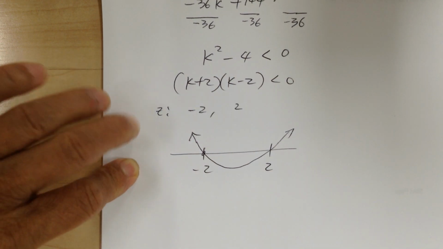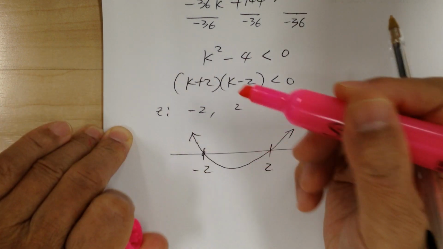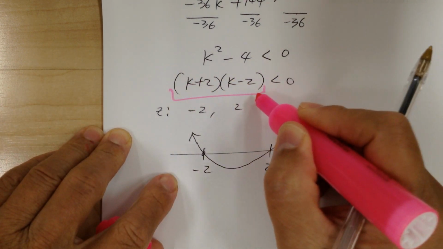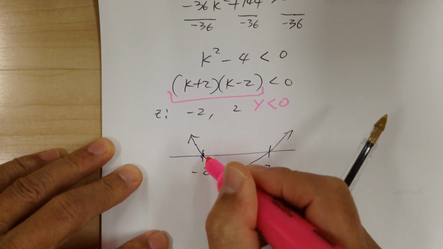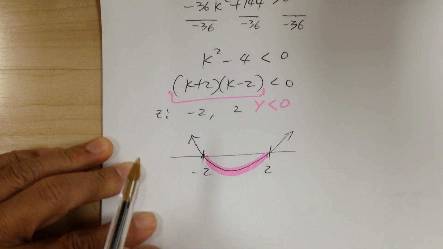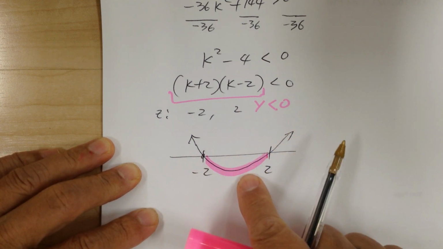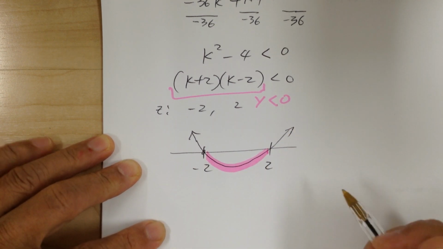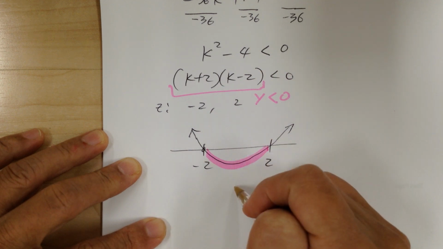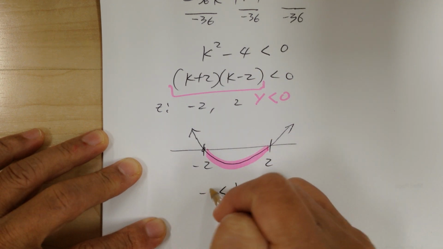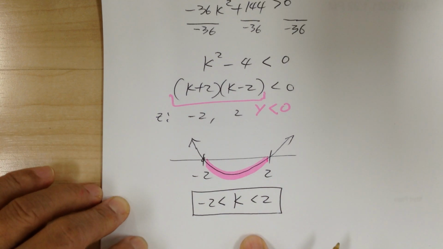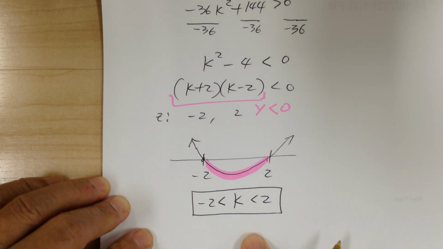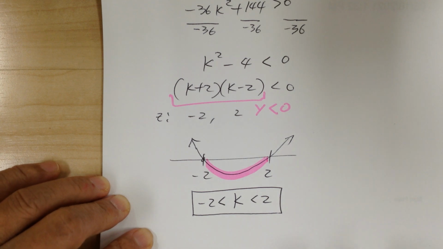You can think of this as y. Think of this as y is less than 0. So you're looking for this part right over here, because this part is where y is less than 0. And so you switch back to k. You're going to get k is greater than negative 2 and less than 2. So that's what you need in order to have two real roots. Okay, now let's go to part C.